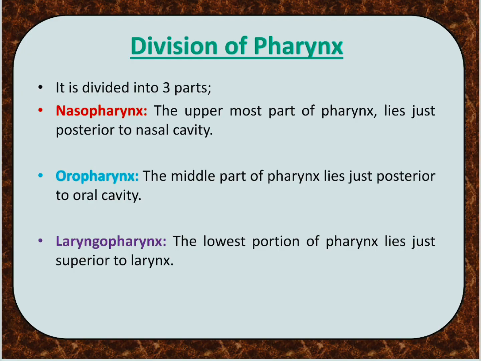The nasopharynx is the uppermost part of the pharynx and lies behind the nasal cavity. The oropharynx is the middle part of the pharynx and lies behind the oral cavity. The pharynx's upper part is the nasopharynx, the middle part is the oropharynx, and the lowest portion is the laryngopharynx. It lies just above the larynx.